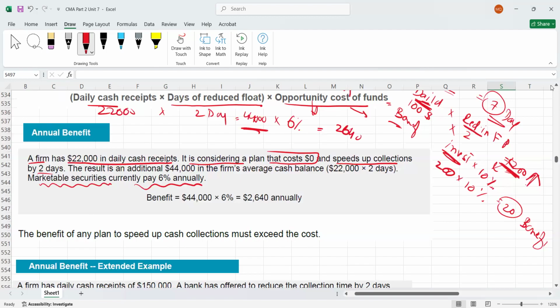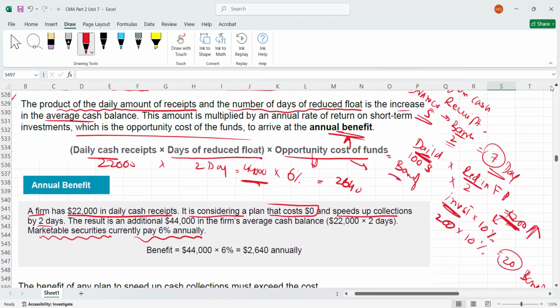Okay. So please don't forget the formula. The formula is daily cash receipts times days of reduced float period. This will give you the increase in cash balance. Multiply with the opportunity cost of funds. This will give you the benefit value.